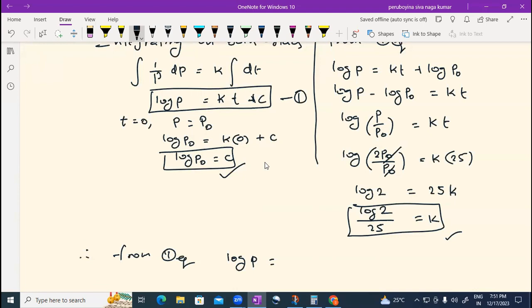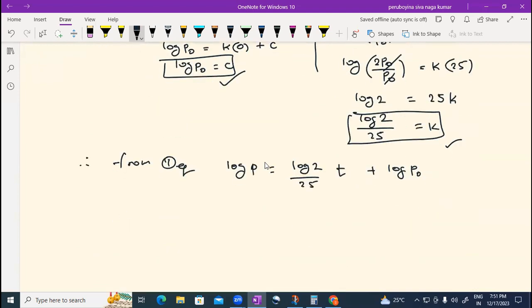So take the first equation. Log p is equal to k, where k is log 2 divided by 25, into t plus log p naught. This is what we got from the first equation. And now P value will be 3p naught, triple, and time is how much? We need to calculate this part.